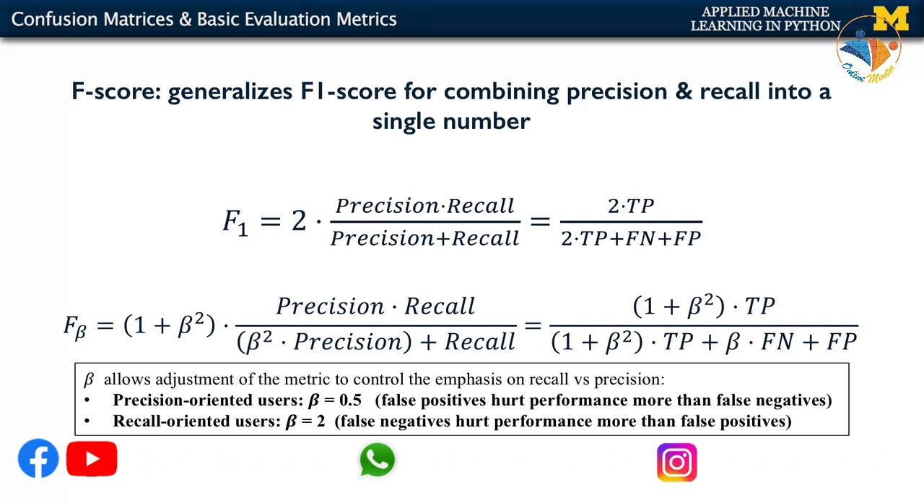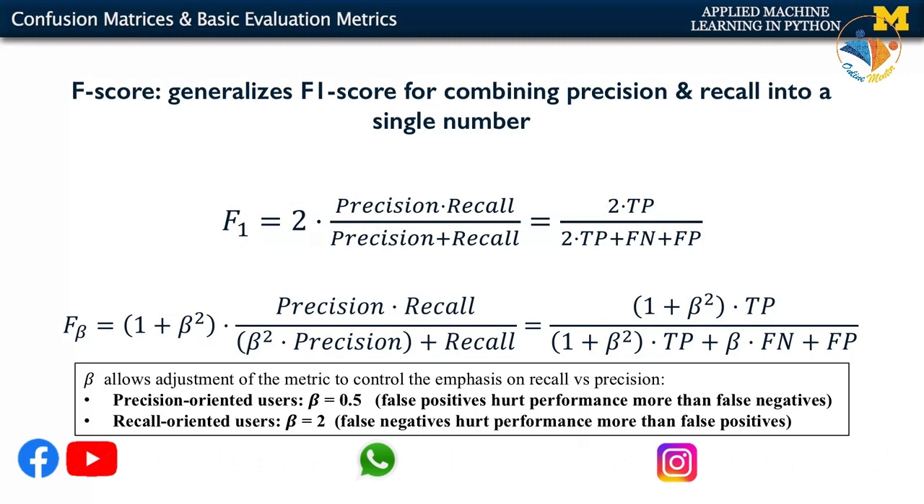This F1 score is a special case of a more general evaluation metric known as an F-score that introduces a parameter beta. By adjusting beta, we can control how much emphasis in the evaluation is given to precision versus recall. For example, if we have precision-oriented users, we might set beta equal to 0.5, since we want false positives to hurt performance more than false negatives.